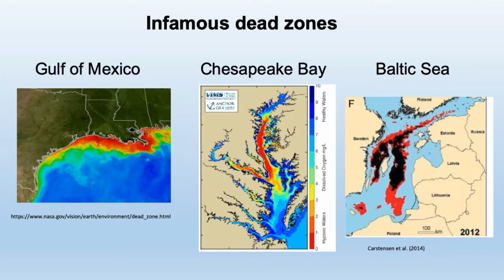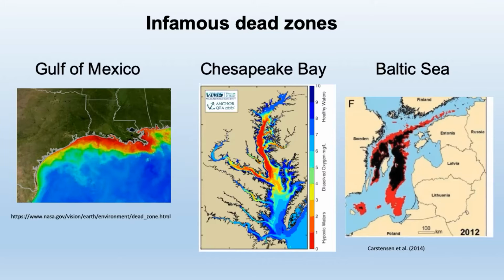Again, big parts of the Chesapeake Bay have very low oxygen concentrations in their bottom waters. It's not as big as the Gulf of Mexico, the hypoxia that we see in the Chesapeake Bay, but it covers a bigger part of the estuary.